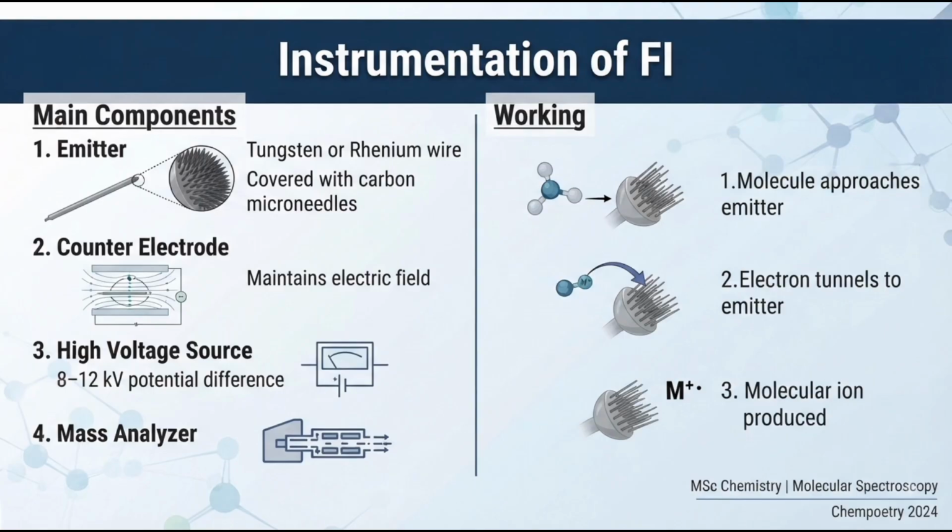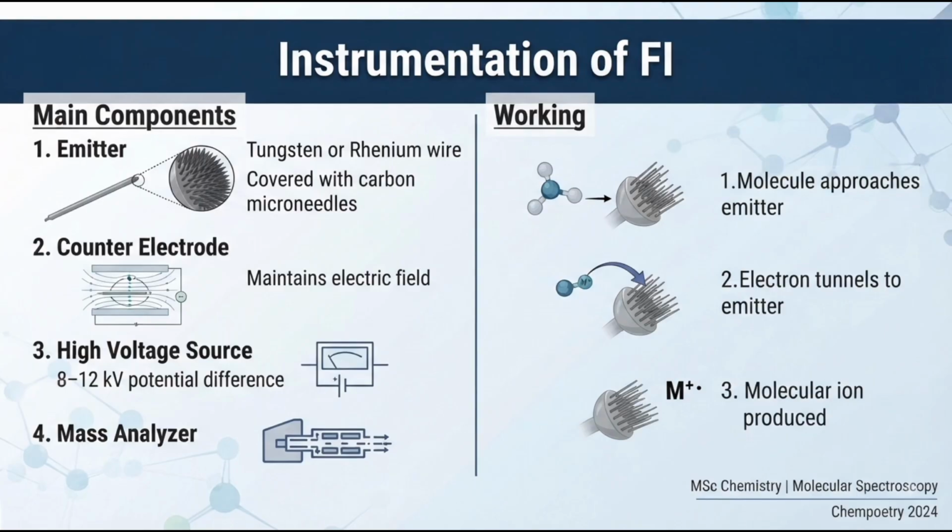Once the ions are produced, they cannot simply go directly to the detector. First, they enter the mass analyzer. The mass analyzer separates the ions according to their mass to charge ratio. Finally, the separated ions reach the detector, which converts the ion signal into a measurable electric signal.